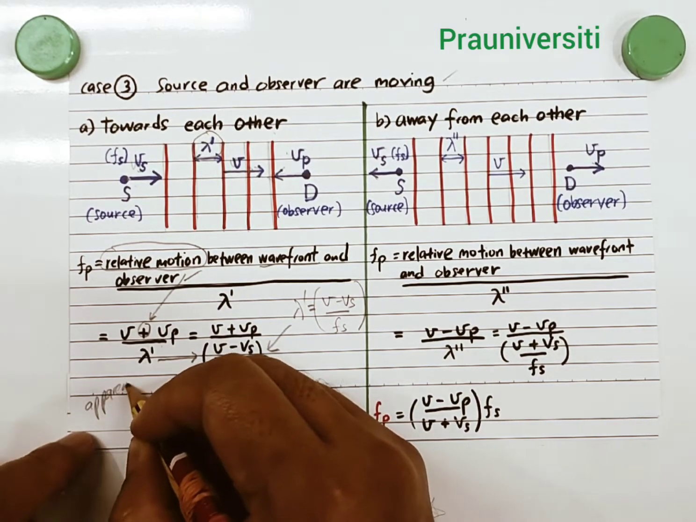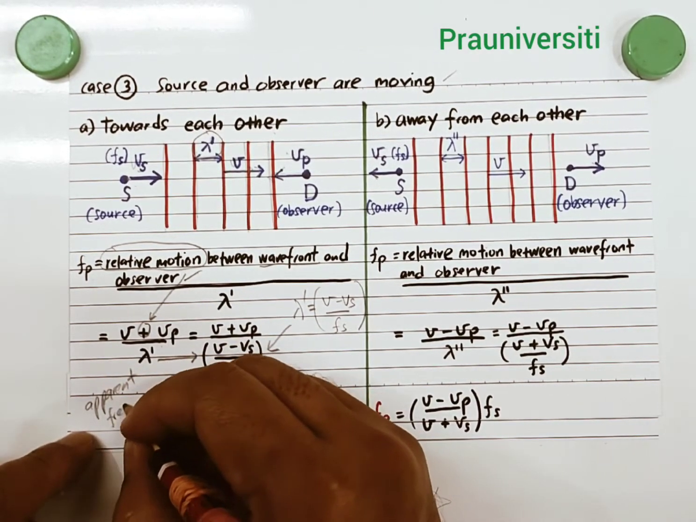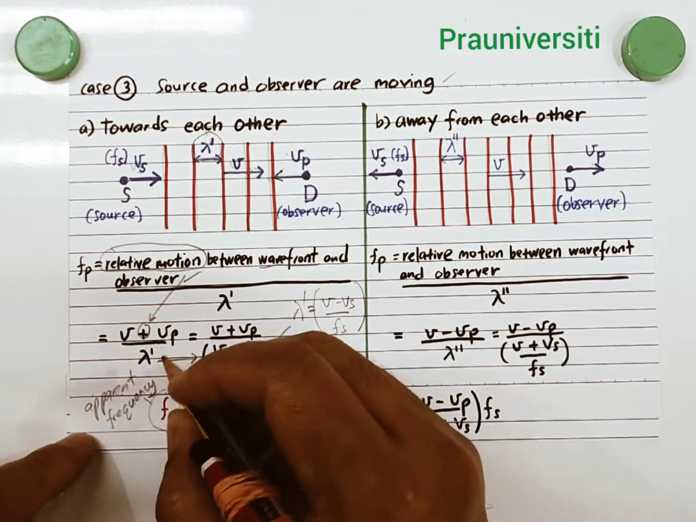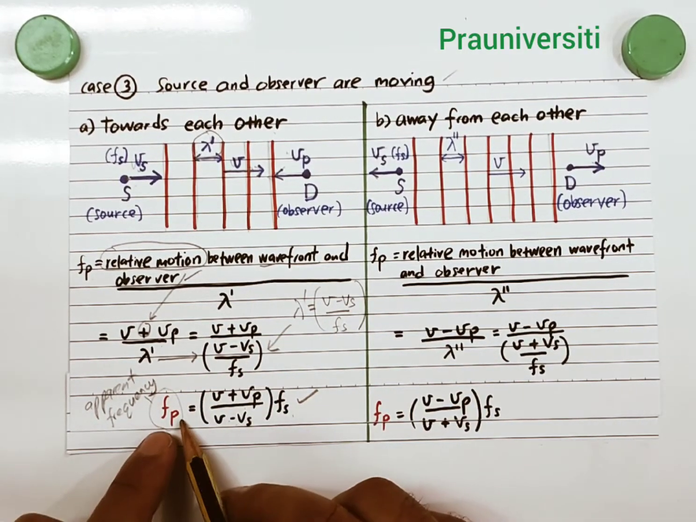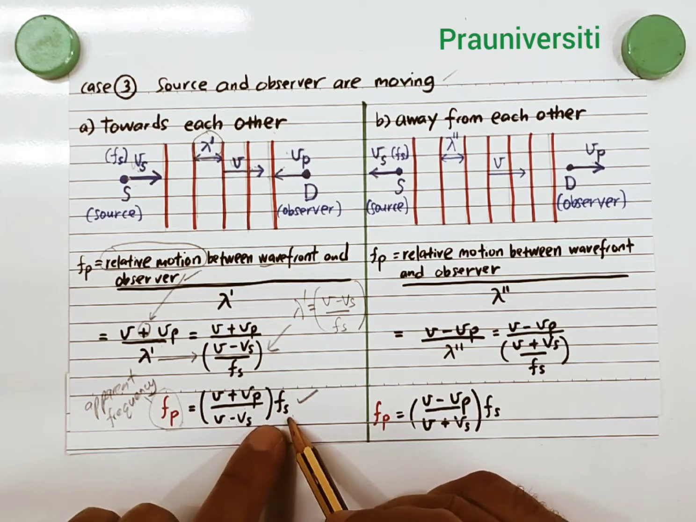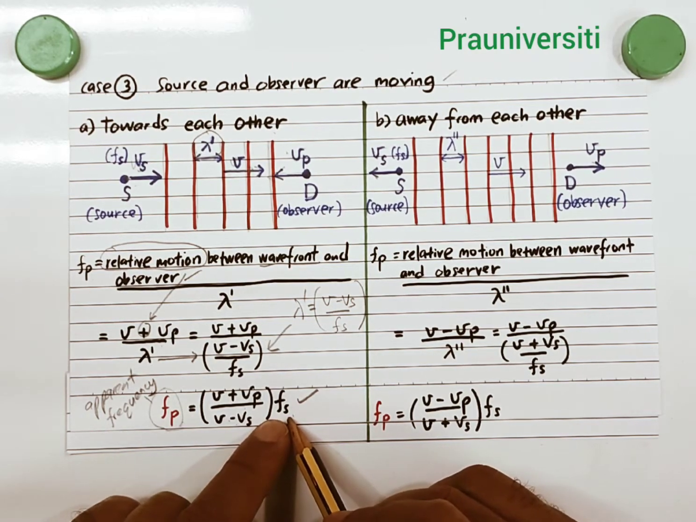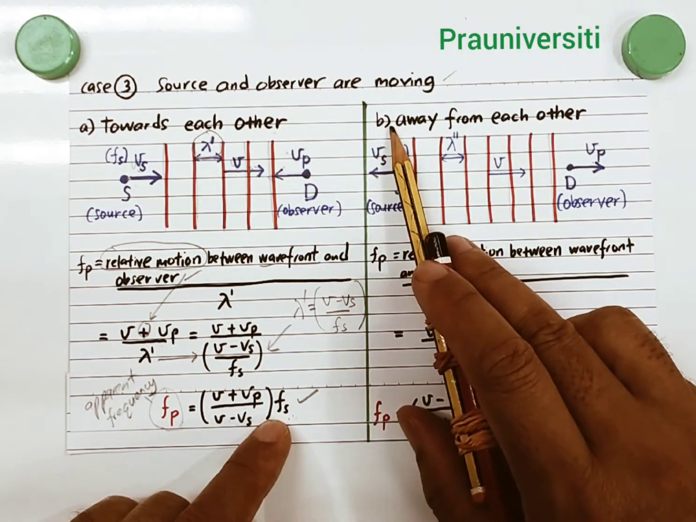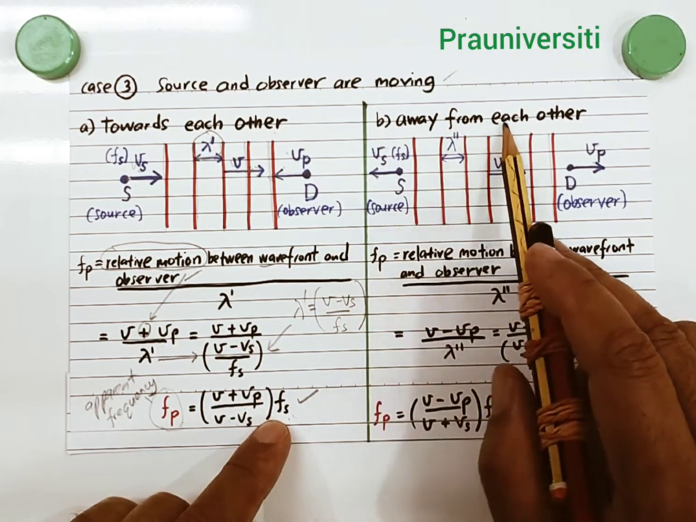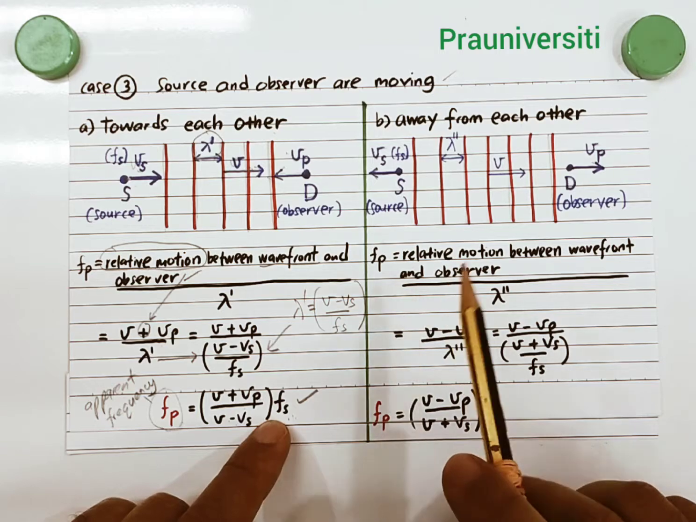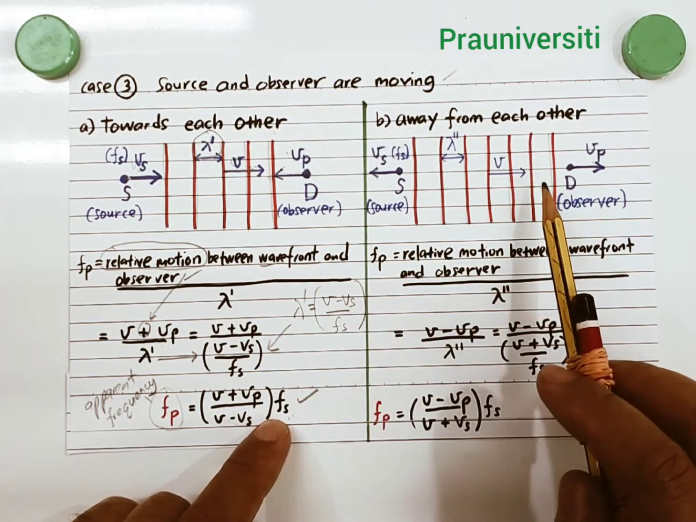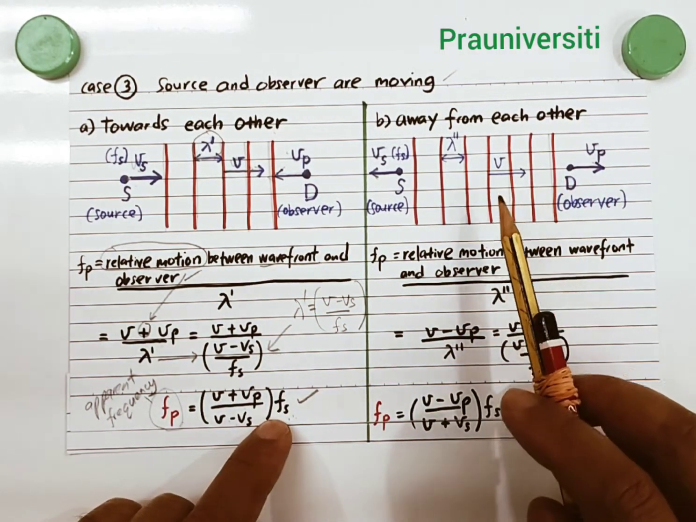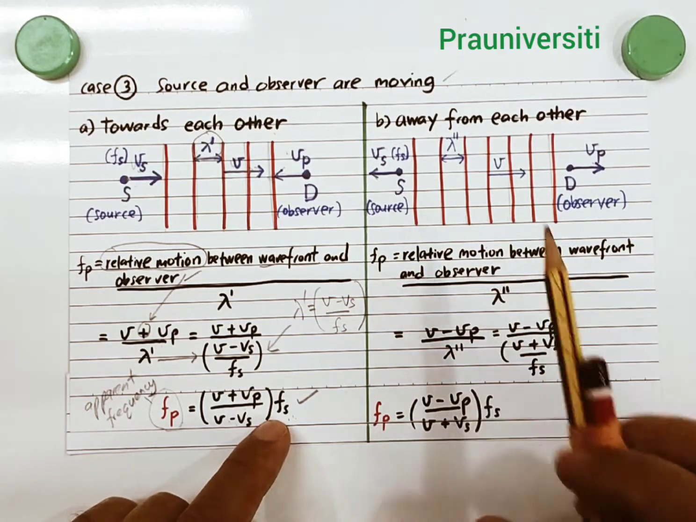I write here, just to make sure we don't forget what is meant by Fp: Fp is the apparent frequency, and Fs is the original frequency from the source of sound. Case B is away from each other. That means the source is moving away, and the observer is also moving away from the source.